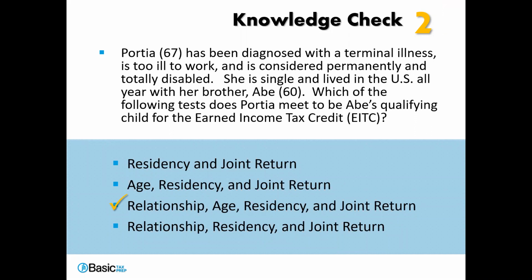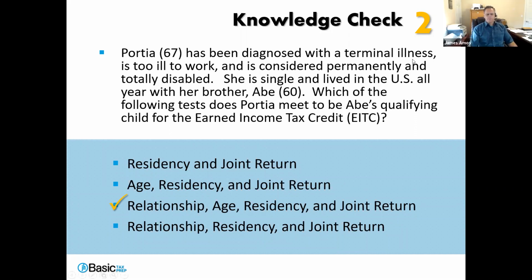Relationship test. Is it a qualifying child or sibling? In this case, it's a sibling. Age, is it under 19 or under 24? She doesn't qualify for that, but she's permanently totally disabled. So she's over 60, but she's totally disabled, so that qualifies. Residency, she lived with him in the U.S. all year, and then they're not filing a joint return because they're not married.